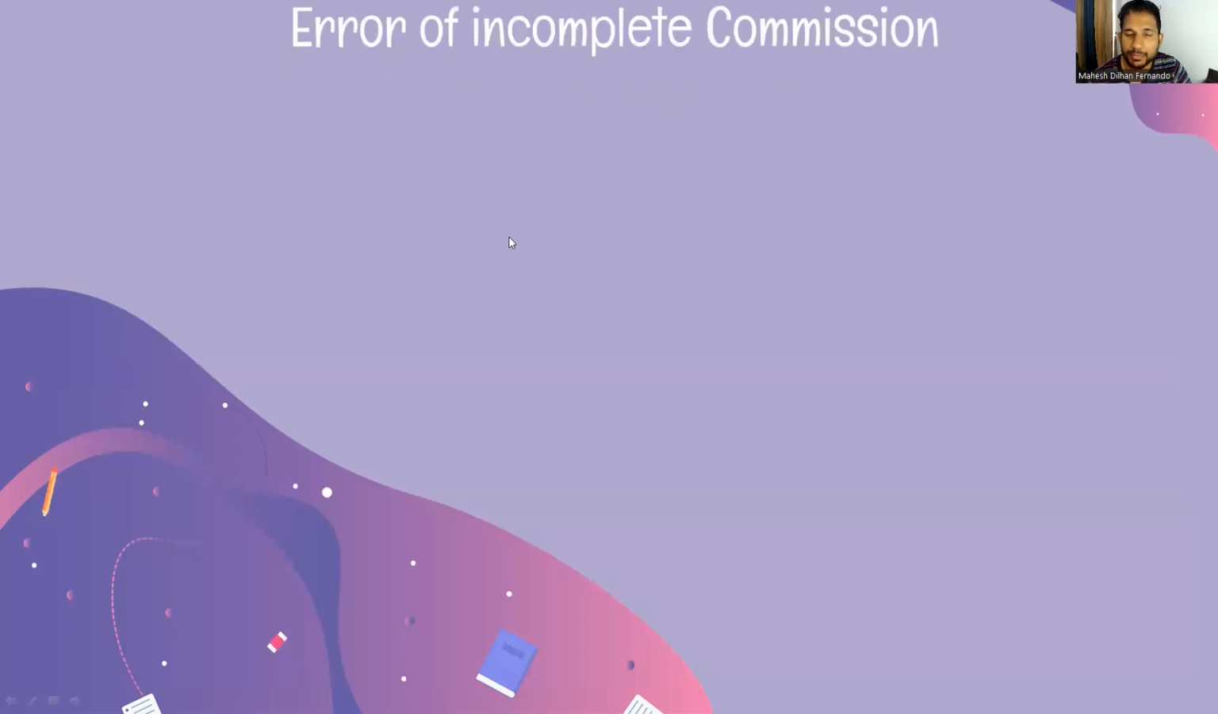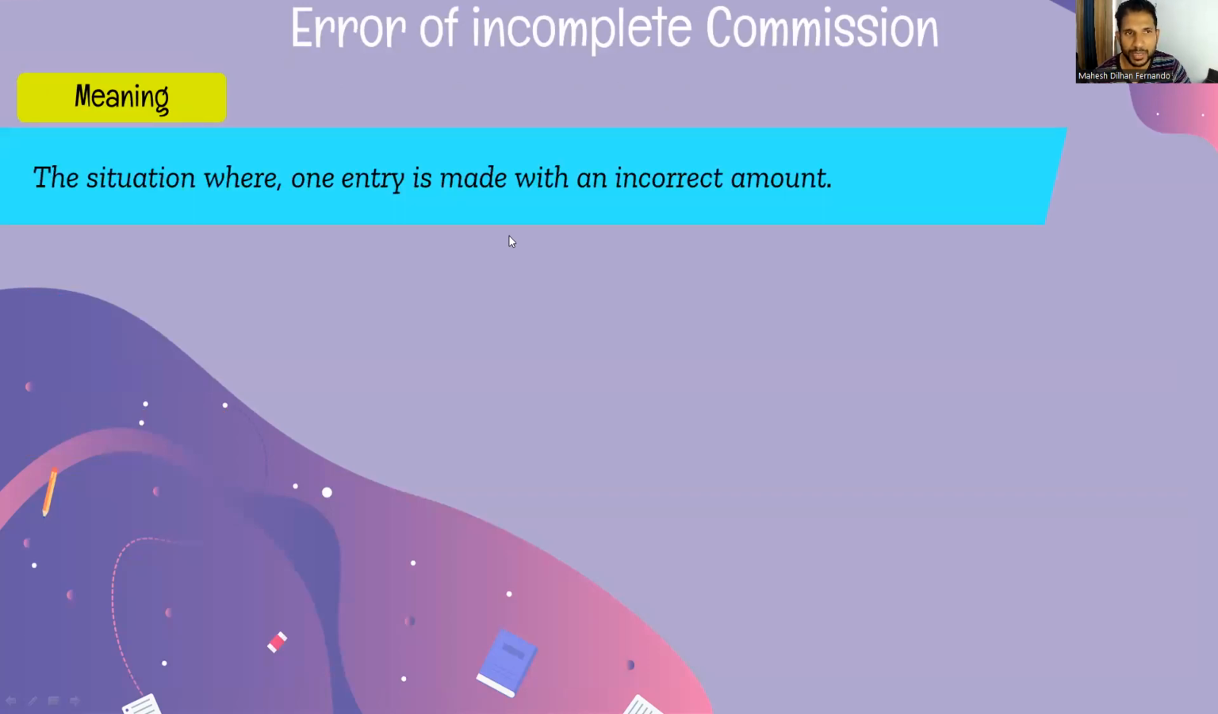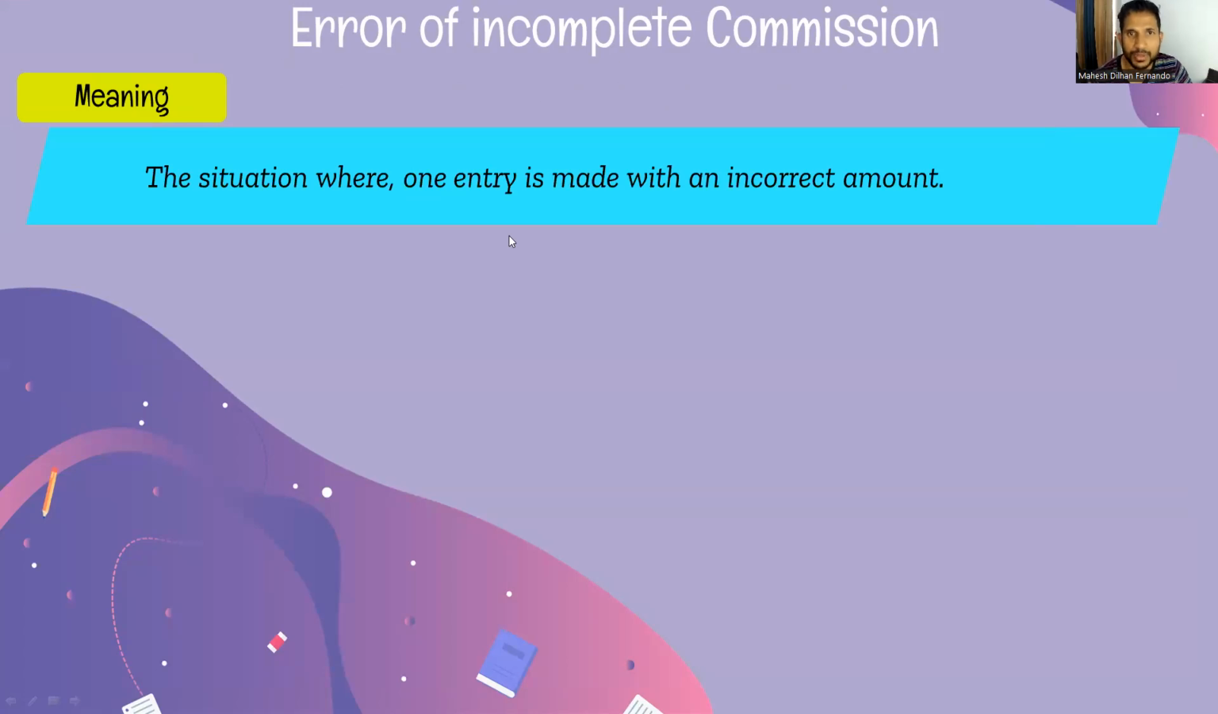Error of incomplete commission. Write down its description. Meaning the situation where one entry is made with an incorrect amount. Both the entries are there, but one entry is with an incorrect amount. Better to use the red pen.